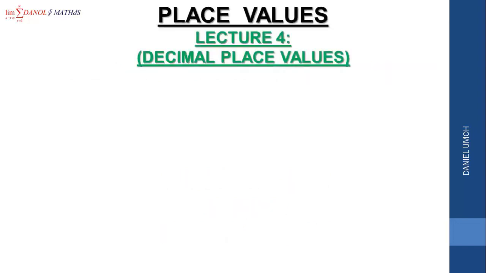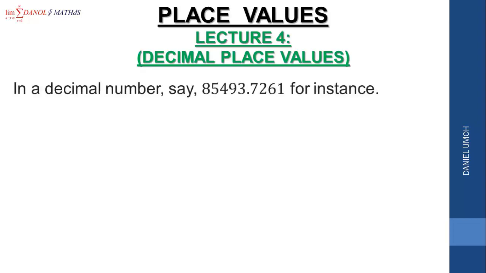Okay, here we shall be looking at place value lecture 4. This lecture 4 will be considering decimal place values. That means place values that involve decimal numbers. Okay, let's begin. In a decimal number, say 85493.7261 for instance.